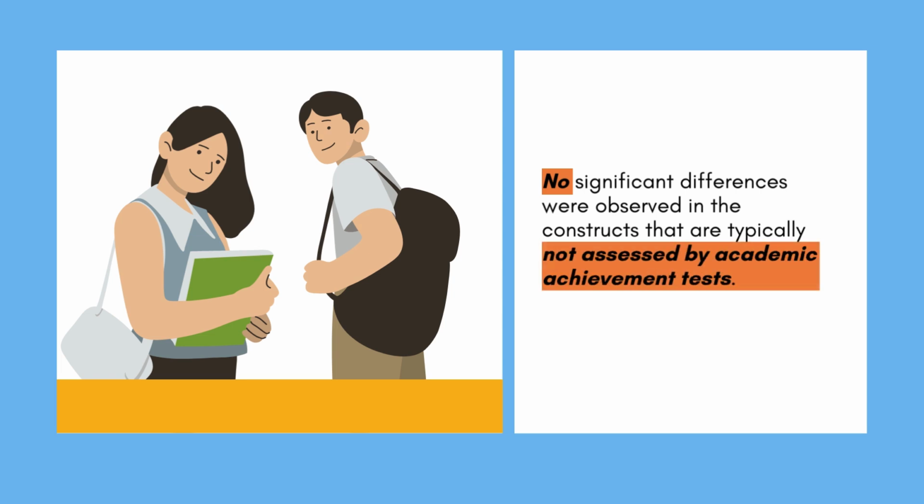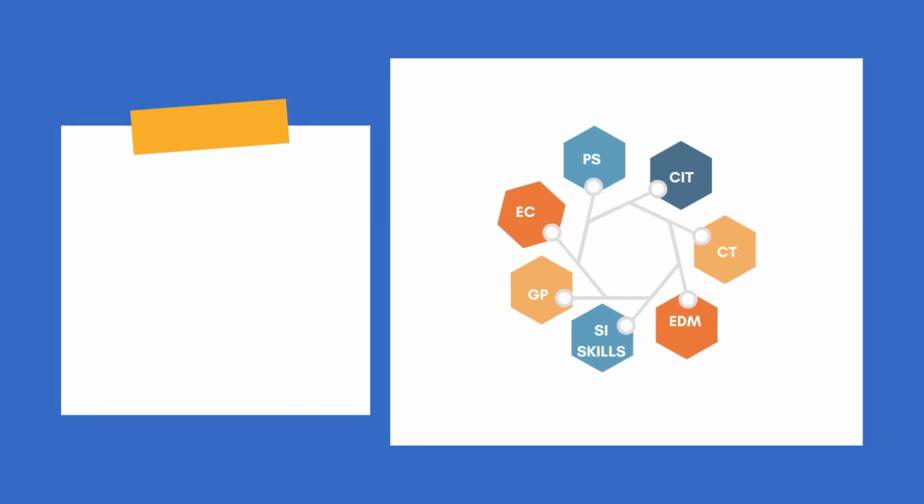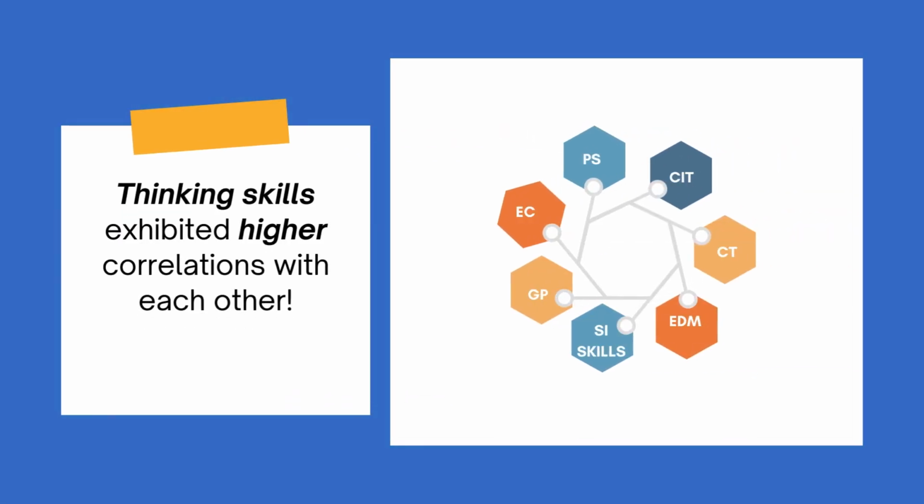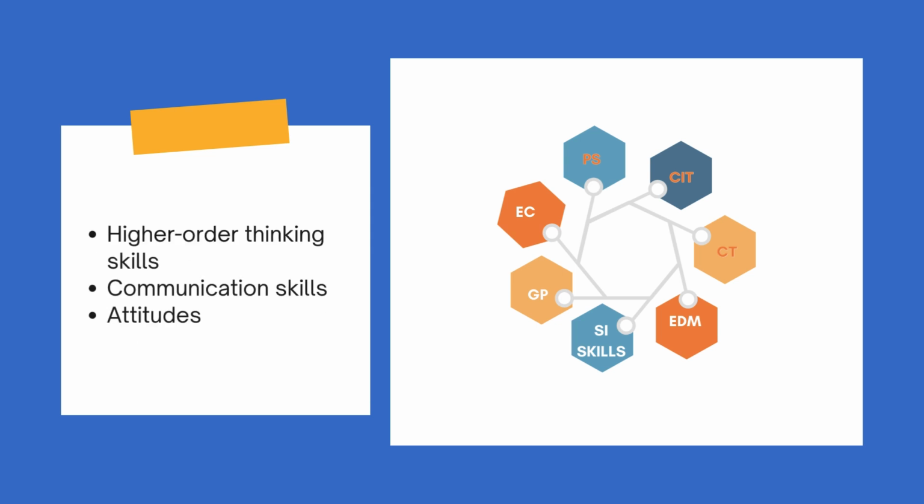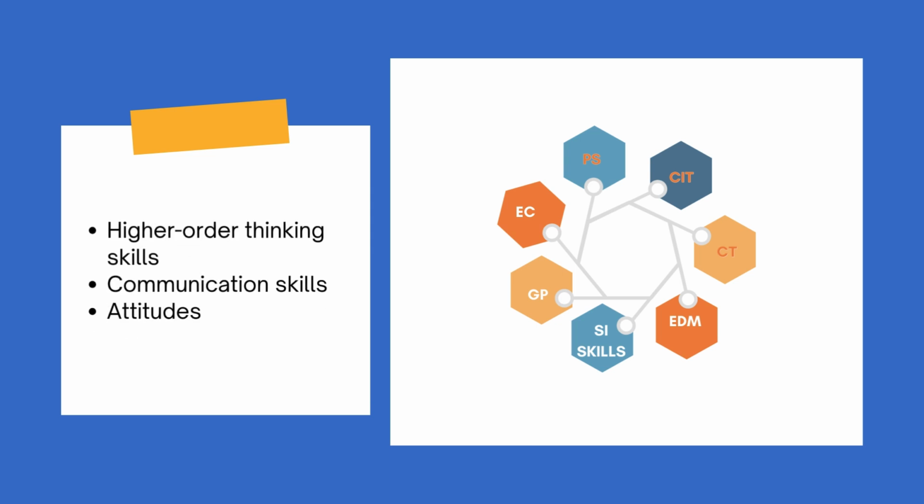Based on the correlation analysis, the researchers found that the 3 thinking skills exhibited higher correlations with each other compared to their correlations with the other constructs, which confirmed the researchers' expectations regarding the 3 major blocks: higher order thinking skills, communication skills, and attitudes.